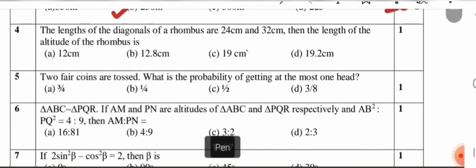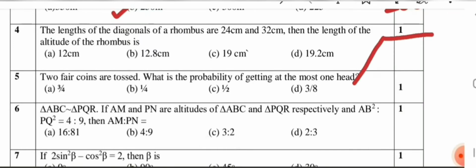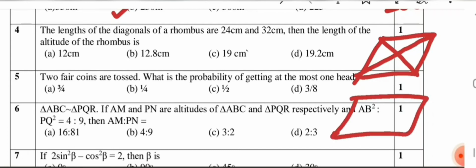Next question: length of diagonals of a rhombus. Now we have a rhombus here. Let us draw a rhombus. We know that there are two diagonals in a rhombus, and the lengths of the diagonals they have given us are 24 and 32. As you know, the diagonals of a rhombus bisect each other at right angle.